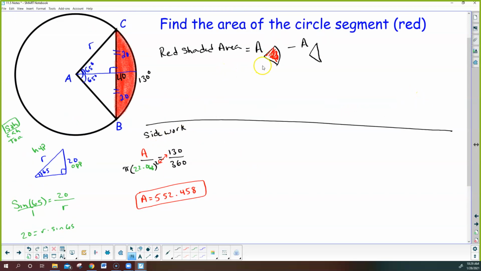All right, so that was a lot of work just to find the area of the red sector as if it was completely shaded in. If all of this sector was shaded in, it would be this right here. So the next thing I need to do is find the area of the triangle.